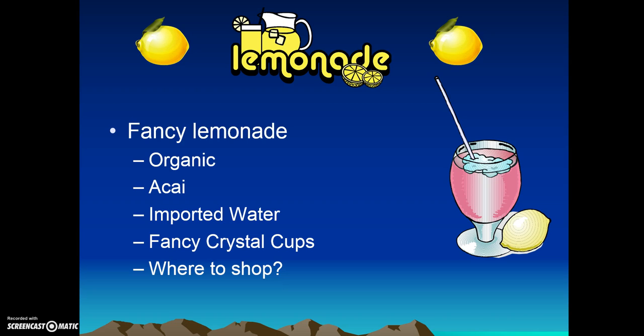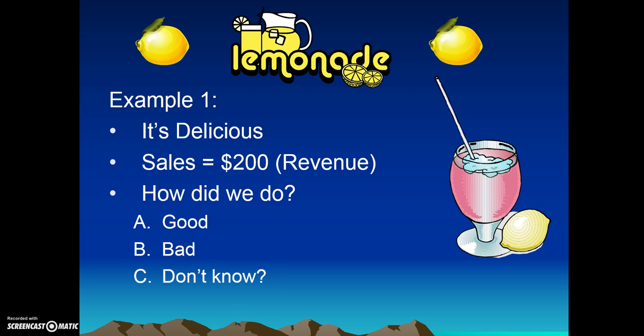And in our first example, we're going to start selling fancy lemonade. We've got these great ideals of a business. We want to sell pink lemonade. It's going to be flavored with acai. We're going to use nothing but the best organic ingredients, French imported water. We're going to use fancy crystal cups. So where do we shop? Of course, nothing but the best stores to make this stuff.